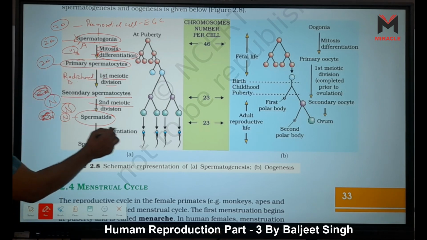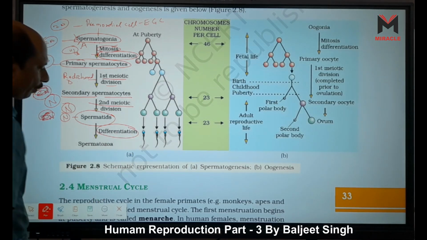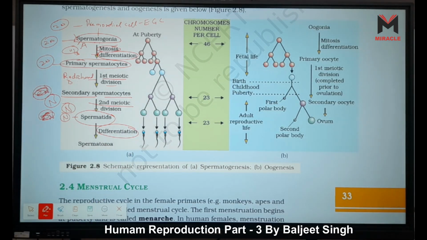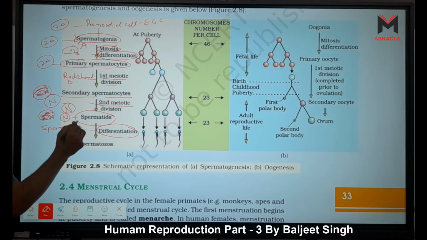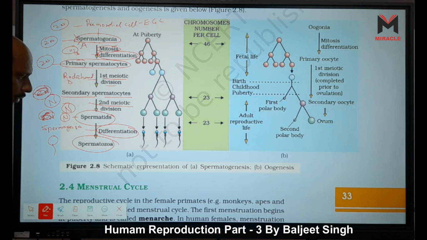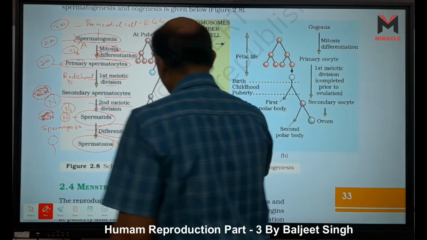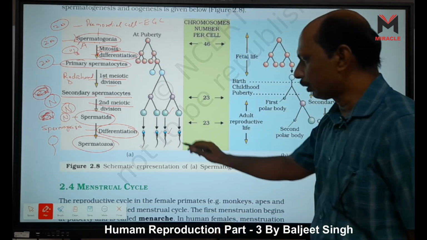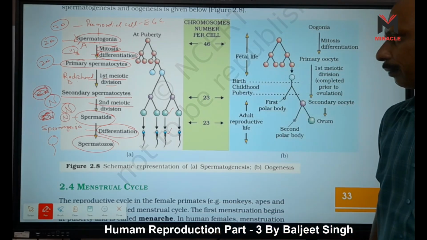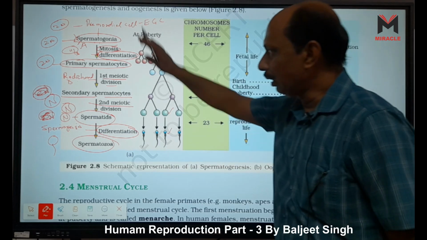This is the spermatid. After maturation, or we can say differentiation or transformation, which process is there? Spermiogenesis. Through spermiogenesis, they are converted into spermatozoa. Now they have tails, and you can see here these are spermatids. These are spermatozoa because they have tails. All these are continuous processes.